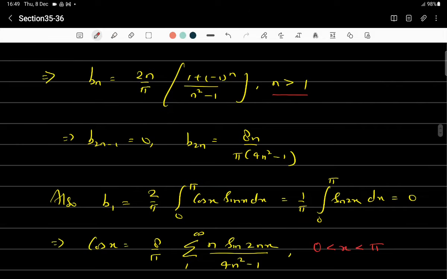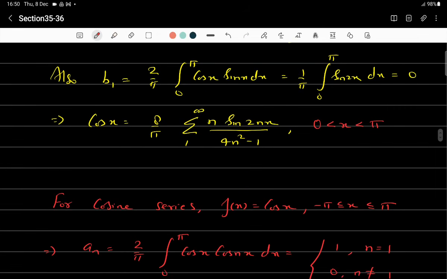And now I substitute the value. So the sine series is cos x is equal to summation bn sine nx. So only b2n has the values, others are 0. So I substitute these values, and I clearly mentioned here the open interval 0 to pi, because you can see that cos pi is minus 1 and cos 0 is 1, but the left hand side at x is equal to 0 and x is equal to pi is 0.